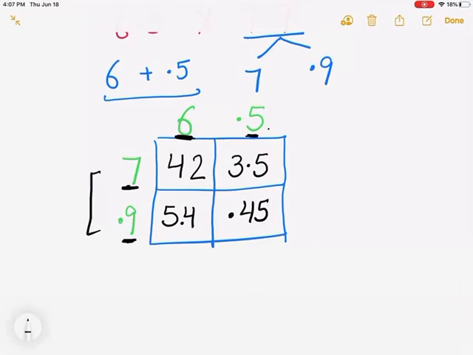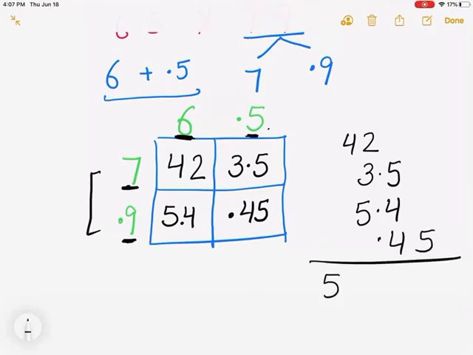And lastly, once you have all four boxes filled out, you just have to add those numbers together. So it's 42 added to 3.5, and don't forget to line up that decimal. Then 5.4 plus 0.45 is 5.85, and if you add them together, it would be 51.35. So that's how we multiply decimals.